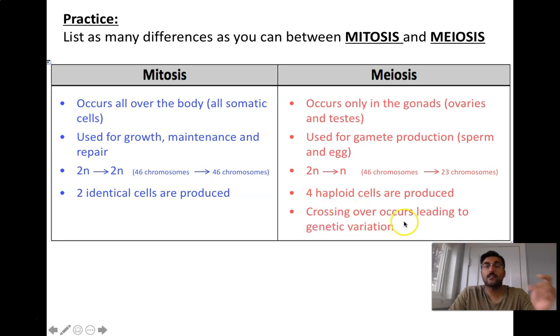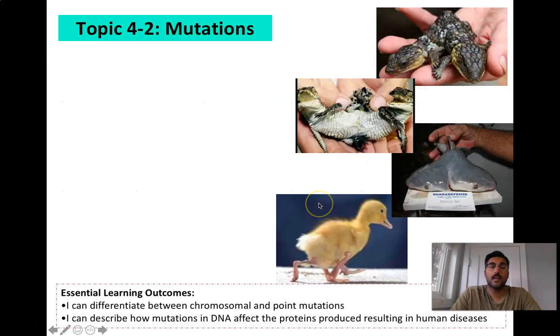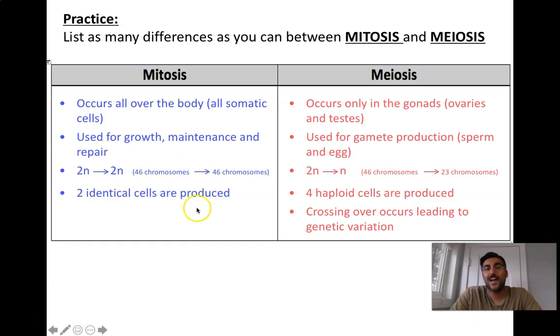Crossing over can lead to variation in meiosis, and mitosis doesn't have crossing over occur. All the cells produced should be identical to the original, versus in meiosis, your 4 gametes produced, either 4 sperm or the 1 egg and the 3 polar bodies in women, should be ever so slightly different.